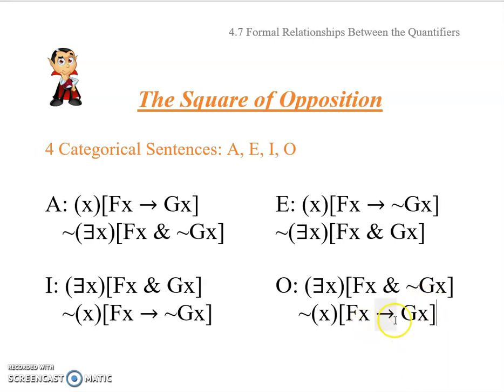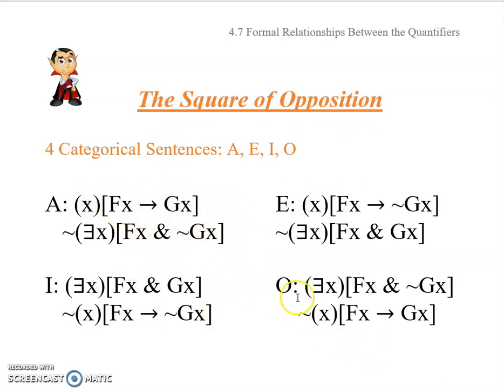The idea is that these are all logically equivalent. So this is another perfectly fine way of expressing the categorical O sentence. And the beauty of being able to express each of these in terms of the opposing quantifier is that it makes certain relationships manifest. Notice I've arranged this in a square, the square of opposition.